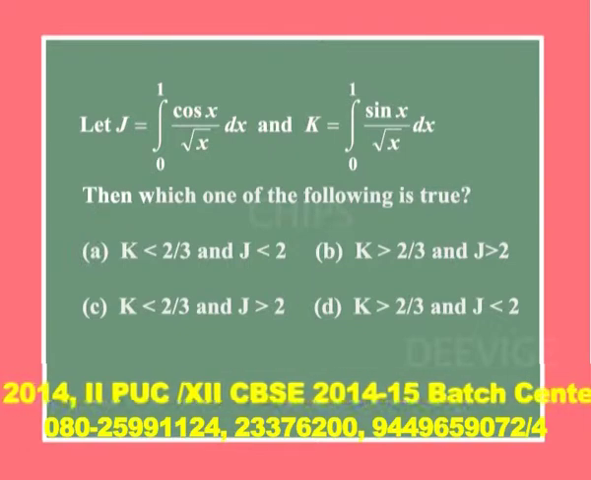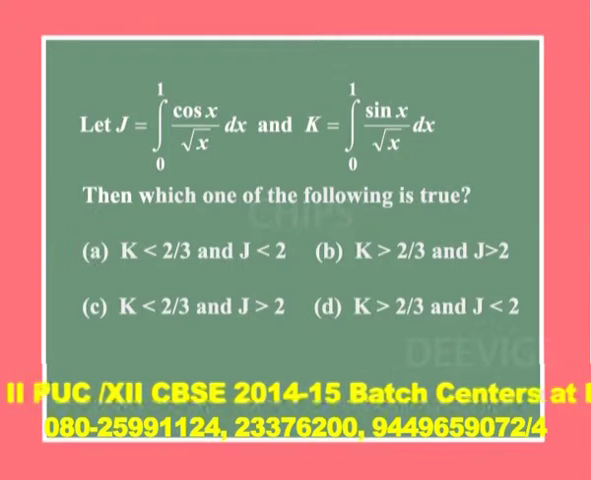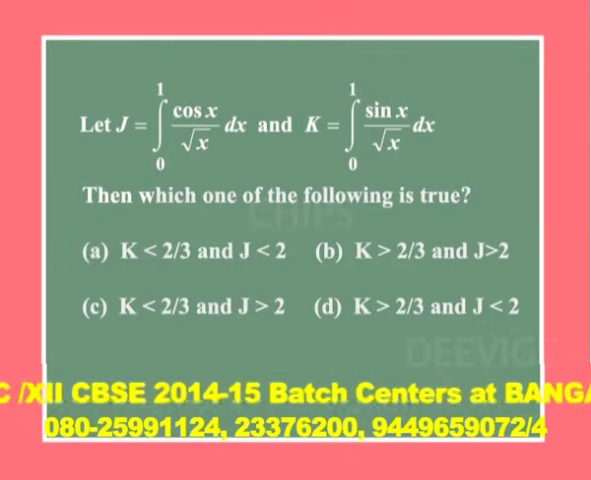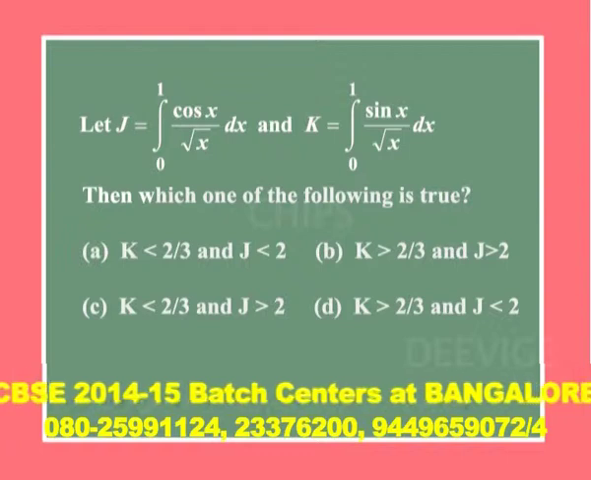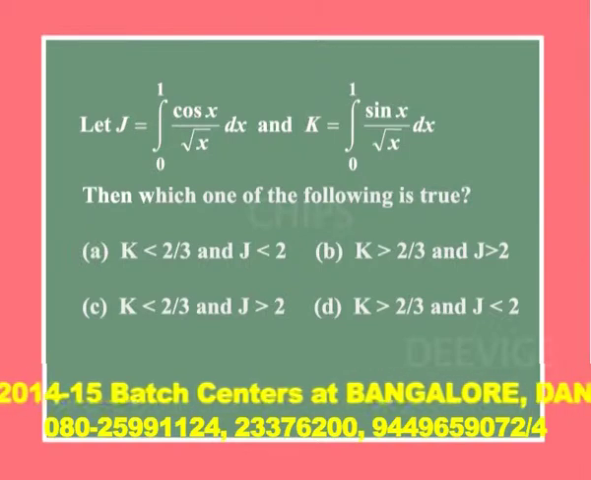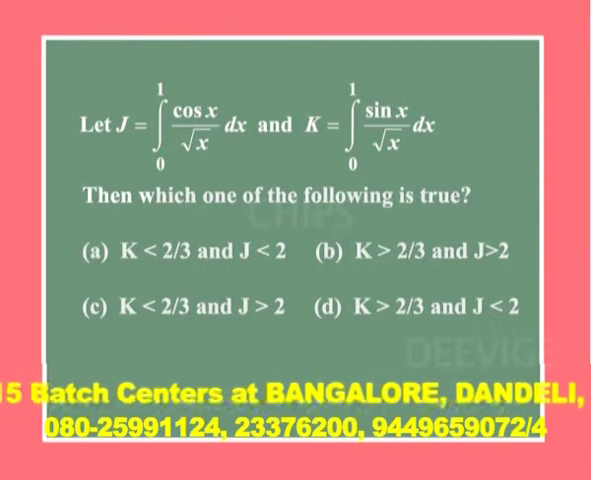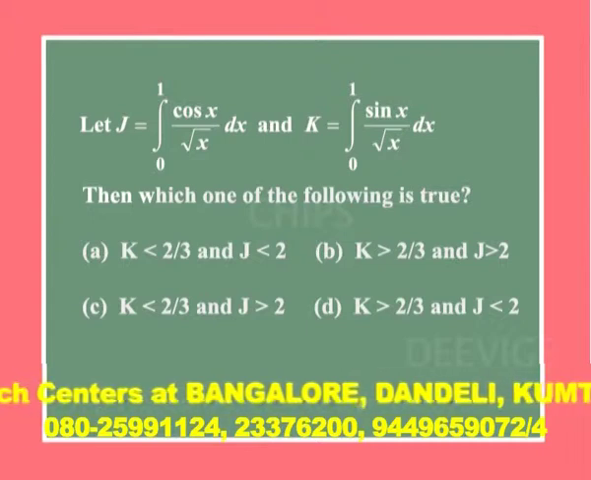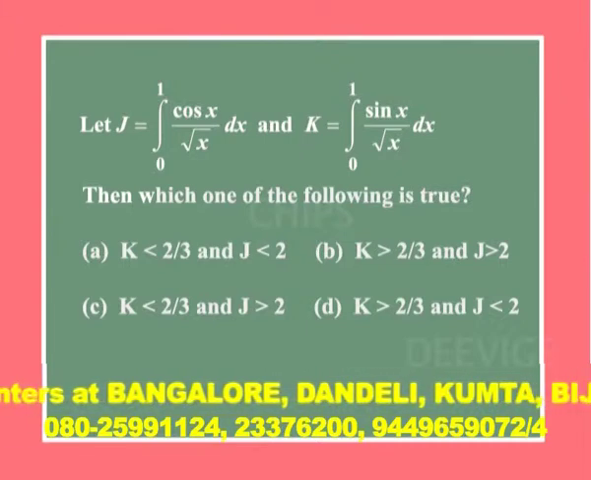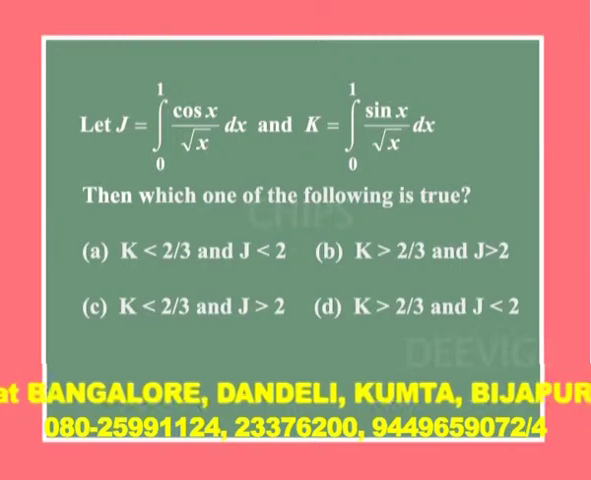Option A, k is less than 2 by 3 and j is less than 2. Option B, k is greater than 2 by 3 and j is greater than 2. Option C, k is less than 2 by 3 and j is greater than 2. Option D, k is greater than 2 by 3 and j is less than 2.